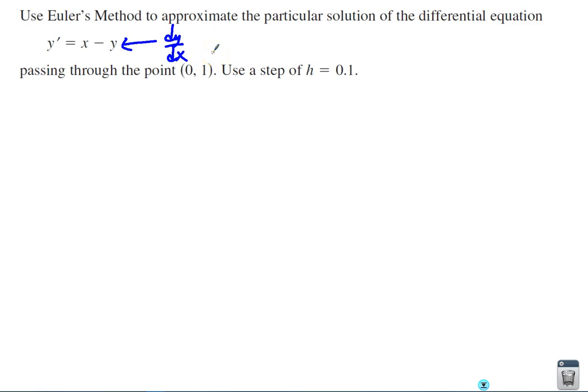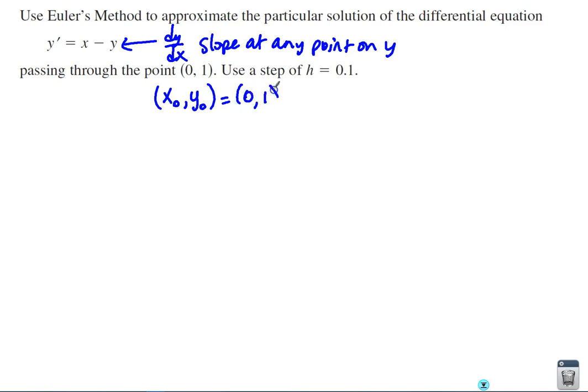So this is your slope at any point on y. I just don't know what y is. If I knew what y was, I wouldn't be doing any of these approximations. I would just plug the numbers into the function itself, but I don't know them, so I have to do these approximations. Okay, so I am given x naught, y naught is equal to (0, 1).